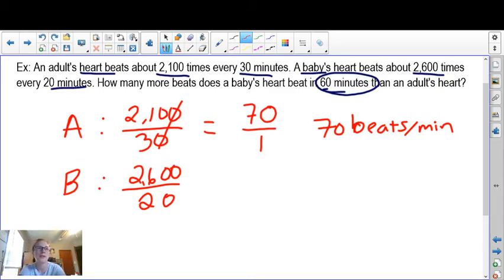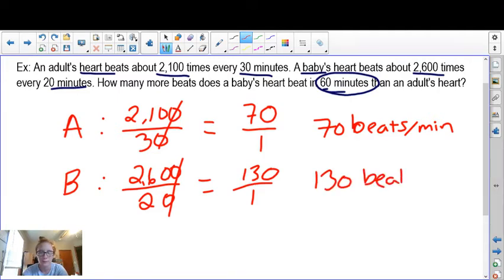So again, we're going to put the minutes on the bottom. In this case, it's 20. Ends in a 0, so I can again cross that last 0 off. 26 divided by 2 gives me 13, and add that extra 0 back on. So 130 beats per minute. But I'm asked for the final answer to be in 60 minutes. That's a big key part here, 60 minutes.